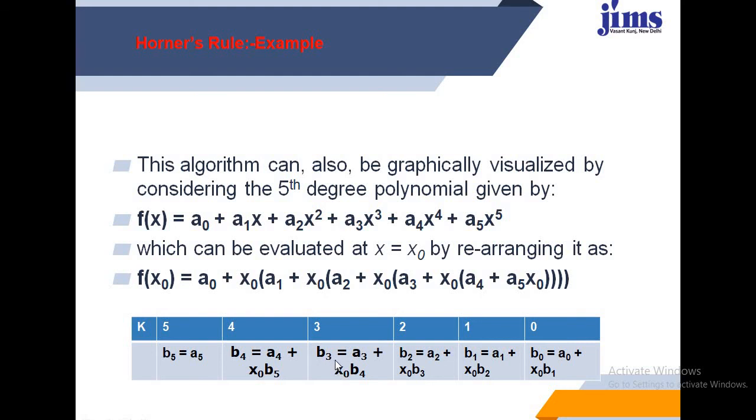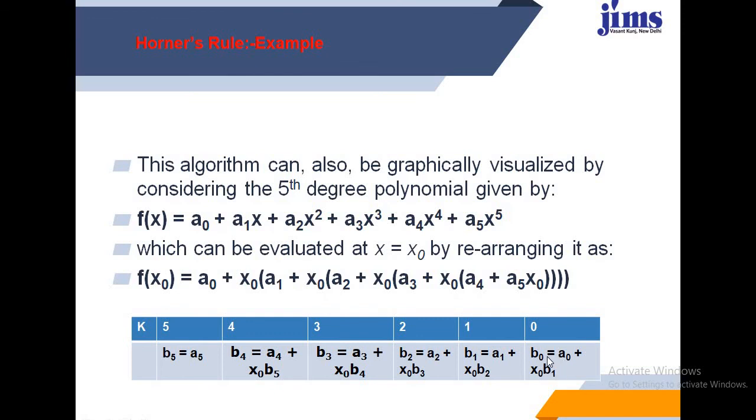V3 is equal to A3 plus, so you will multiply two things. First is the number at which we need to find the polynomial value, that is x0, and the previous value. Previous value means the previous column: the coefficient B4 you had there, so you will multiply it by B4. Similarly V2 is A2 plus x0 into previous V3, plus V1 is A1 plus x0 into previous V2, and V0 is equal to A0 plus x0 into V1.